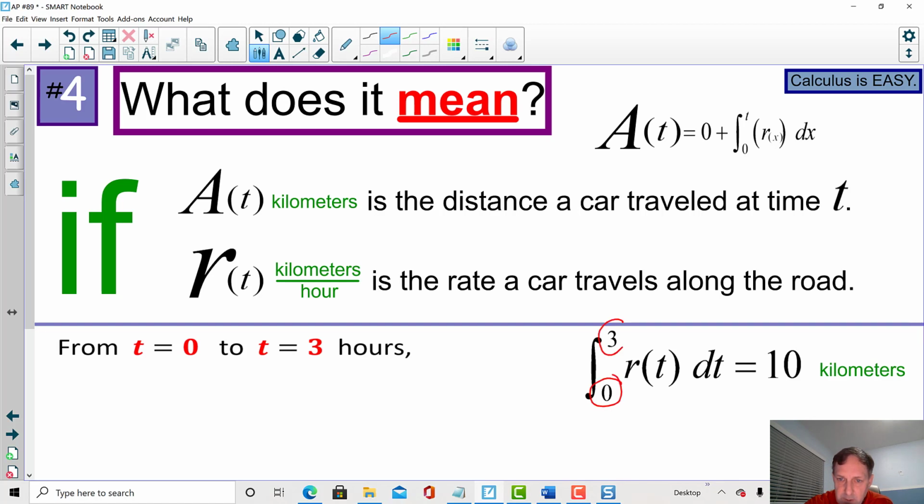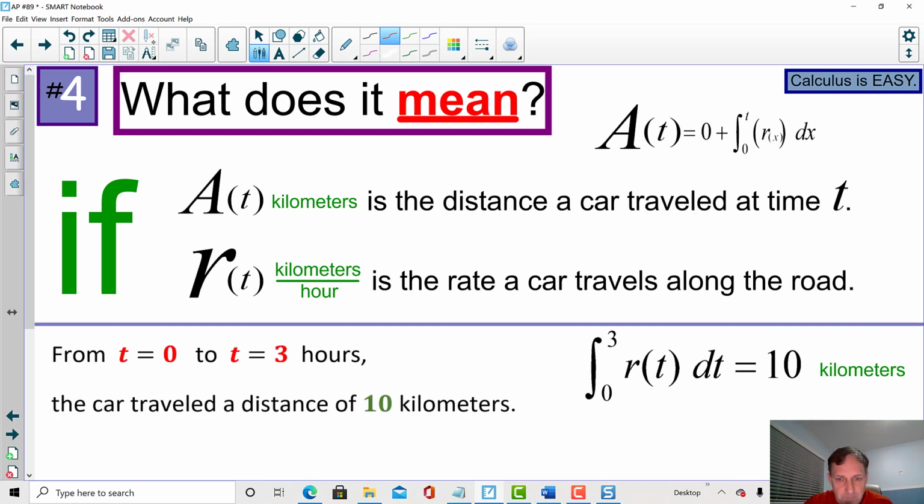We're going from 0 to 3. And our answer is 10 kilometers. So that's basically the distance that the car traveled. There we go. And that's pretty much it. You don't need to overcomplicate things. This one was pretty simple, pretty straightforward. Let's have a look at number 5.